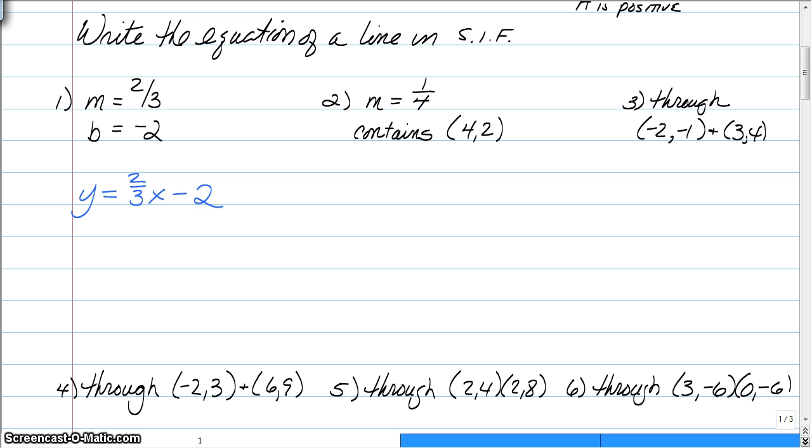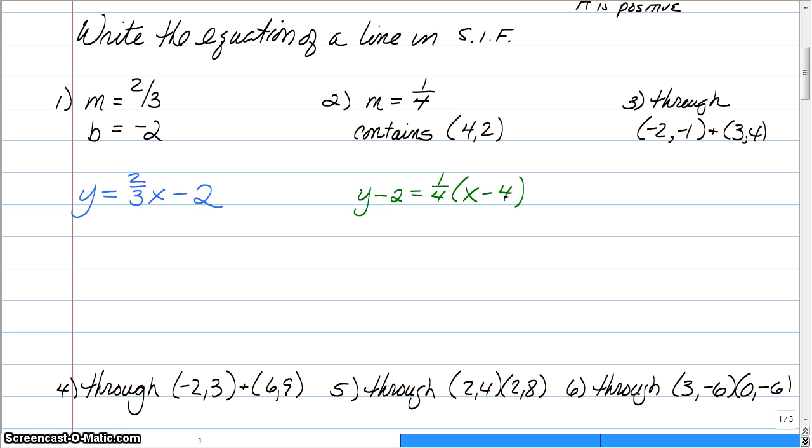Number two, this one gives you a slope and it tells you that it contains the point 4 comma 2. So this is an idea where you would want to use point slope form and just convert it into slope intercept form. That just takes 2 steps. So the first thing you want to do is use point slope form. So y minus your y1, which is 2, is equal to your slope times x minus x1, which is 4. So all we did was substitute in our slope and our point where they belong.